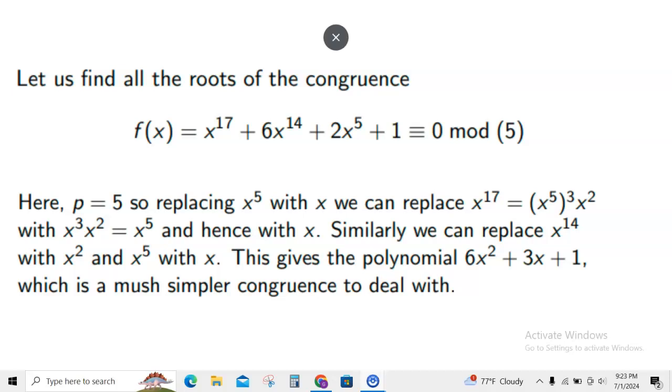So we can write x^17 as (x^5)^3 times x^2, that is x^15 times x^2, since 15 plus 2 is 17, right? So x^5 is x, so x^3 times x^2, and this is again x^5, which is replaced with x. So this x plus the x from x^5 became 3x, so 3x plus 1, and x^14 can be replaced with x^2. Now we have simplified this.